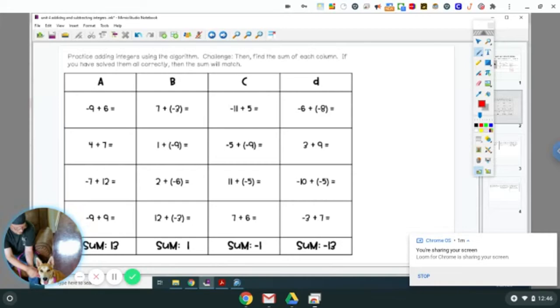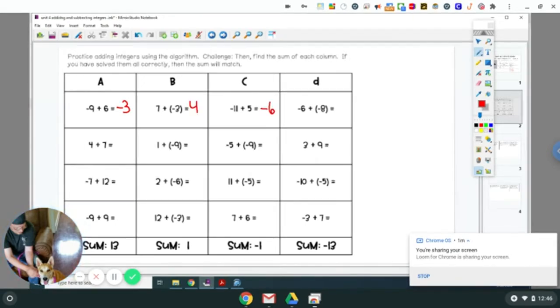If you just want to pause the video and do these problems real quick, then you can check in with me. All right, so the first one would be negative 3, because there are two different signs, so you subtract them. And then negative 9 is a bigger absolute value. 7 plus negative 3 will be positive 4.